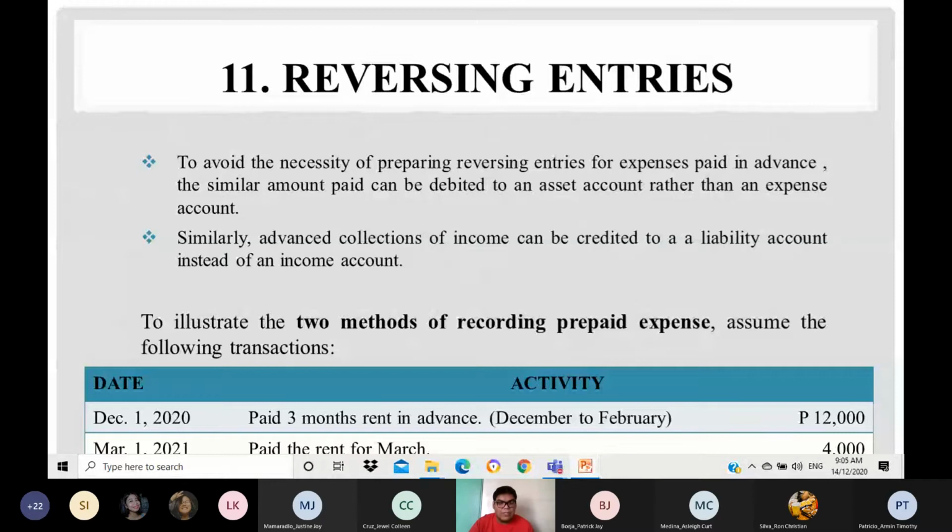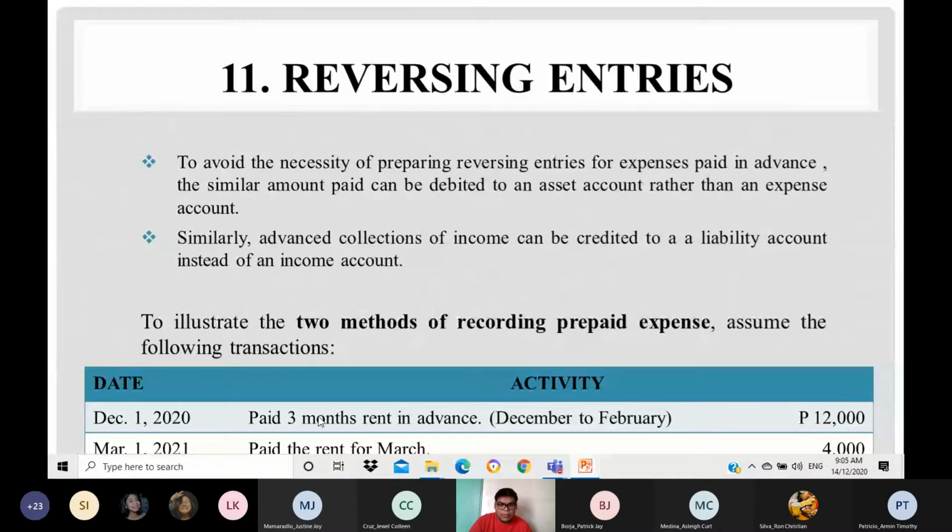Two methods of recording prepaid expenses. To illustrate the two methods of recording prepaid expense, assume the following transactions. Let's say you rent starting December. As per standard operating procedure, you have to pay the rent 3 months in advance: December, January, and February. The rent is 4,000 a month, so the total is 12,000.